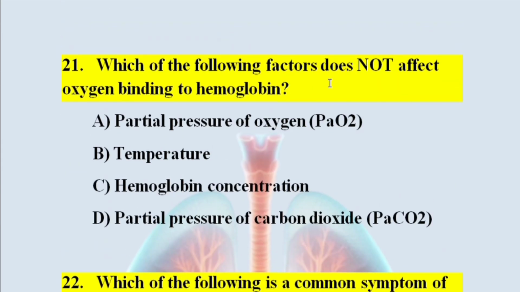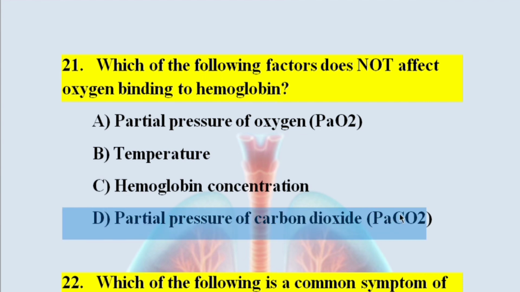Which of the following factors does not affect the oxygen binding to hemoglobin? Alpha, partial pressure of oxygen. Beta, temperature. Charlie, hemoglobin concentration. Delta, partial pressure of carbon dioxide. Here the right answer is partial pressure of carbon dioxide.